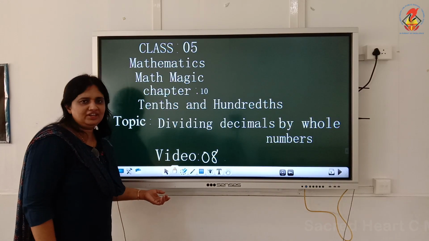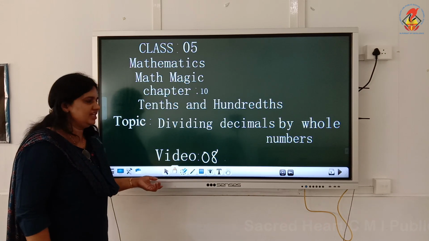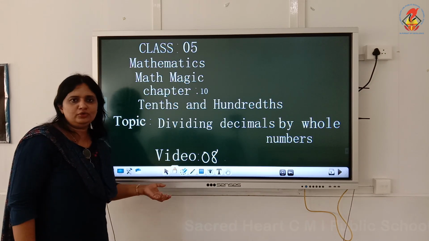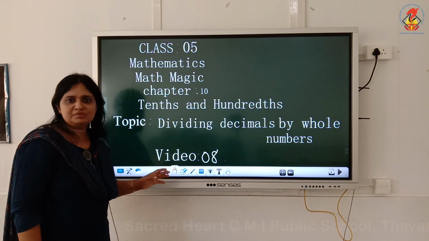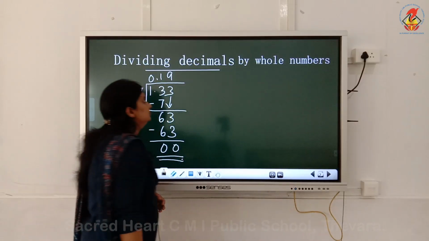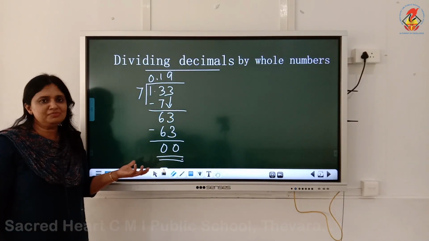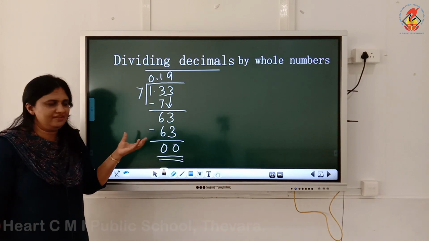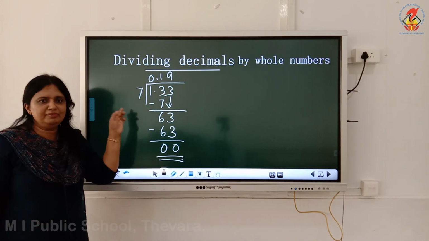Dear children, today we will continue with the same chapter, that is tens and hundreds. I will give you the new topic, that is dividing decimals by whole numbers. Here the whole number is 7, and the problem is 1.33 divided by 7.